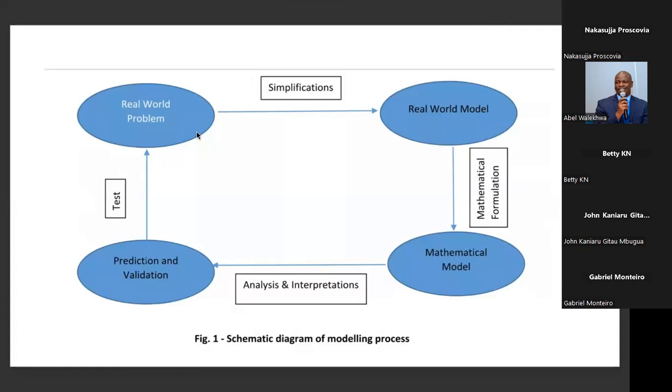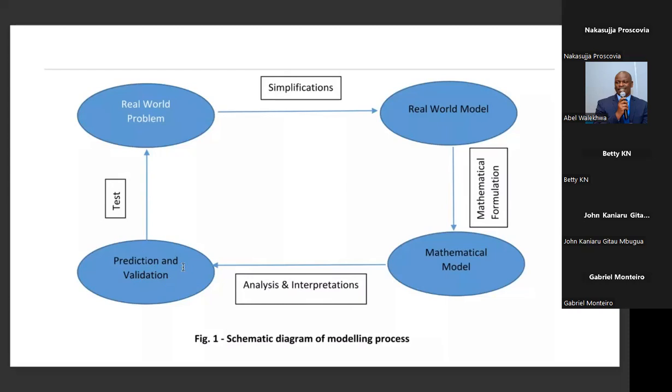So this is the usual model structure or the modeling process. You start with a real world problem. For example, you have tuberculosis. You make simplifying assumptions. You have the real world model. Now this is mathematics. After you do that, you formulate the model, you analyze using mathematical language, and you interpret. So the validation takes place here, after you have analyzed and you're interpreting results.